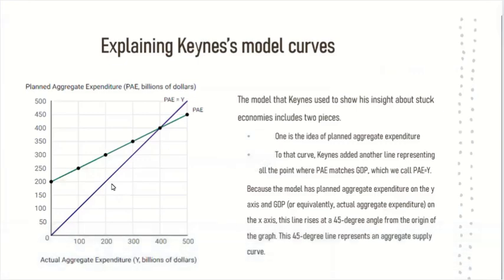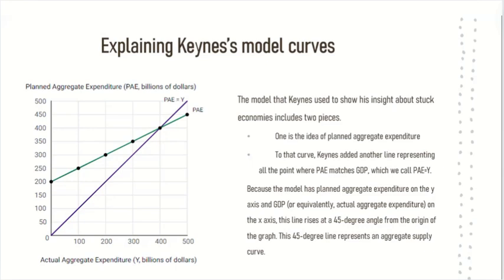The model that Keynes used to show his insight about stuck economies included two pieces. One is the idea of planned aggregate expenditure, which we can see by this curve here. And to that curve, Keynes added another line representing all the points where PAE matches GDP, which we call PAE equals Y. Because the model has planned aggregate expenditure on the y-axis and GDP or equivalently actual aggregate expenditure on the x-axis, this line rises at a 45-degree angle from the origin of this graph.